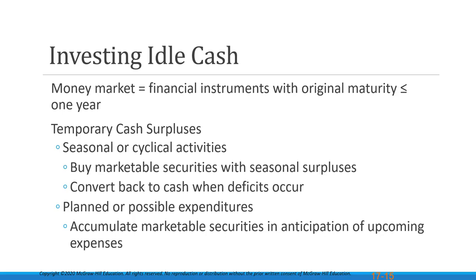We might maintain temporary cash surpluses for a variety of reasons. One of those would be if we have seasonal activities that we need extra cash for at different times, or if we have planned upcoming expenditures. We could buy marketable securities with seasonal surpluses and then convert them back to cash when we need them. So when we're off season and we have extra cash, we want to invest that, and then right before we come into our season, we want to sell them so we have the cash surplus. If we have a planned expenditure coming up, such as a dividend payment, we might accumulate those securities in anticipation of that upcoming disbursement.